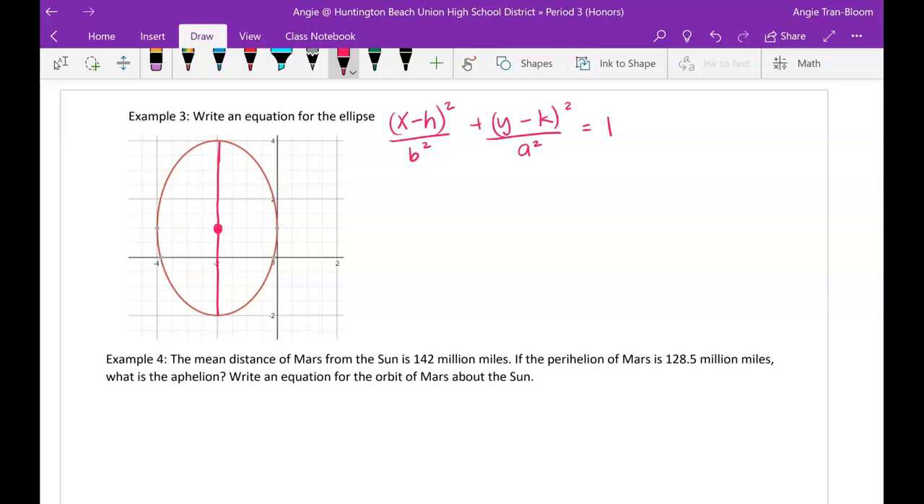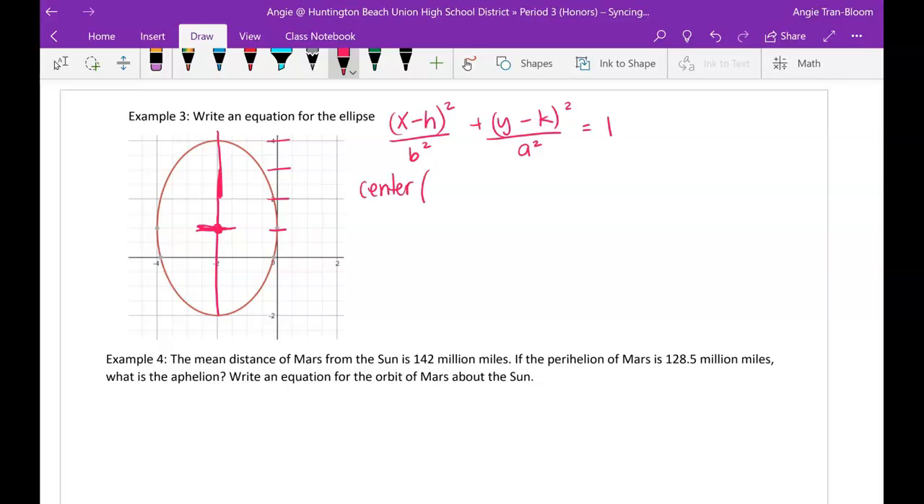Okay, so the center looks like it's right here. If I count, this is 1, 2, 3, 4, 5, 6. So a is 6. That means a squared is what? Oh, you know what? I just counted incorrectly. I completely forgot to look at the tick mark on the side. So the major axis is still here, but this is 1, this is 2, this is 3, and this is 4, okay? So from the center, let's find what the center is.